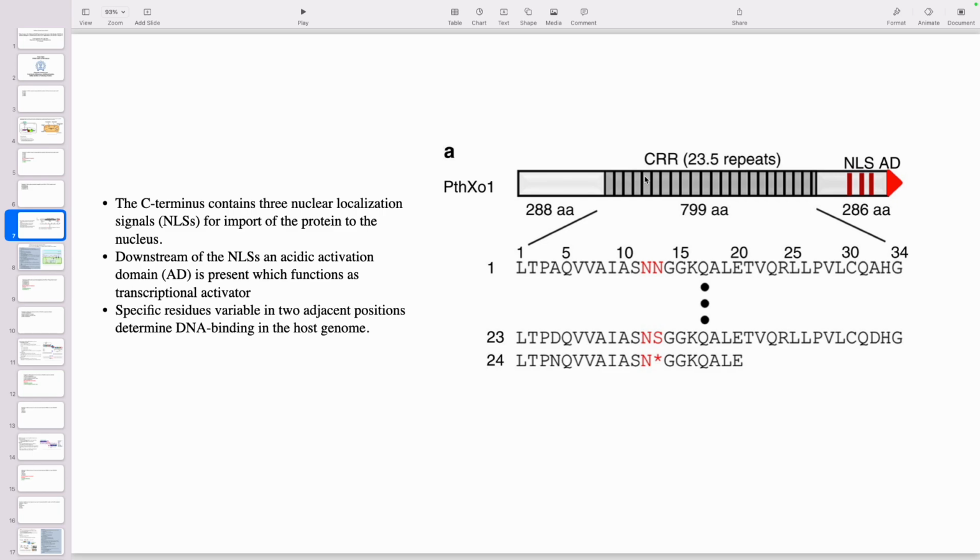So this region is made up of many repeats, and each repeat has around 30 to 35 amino acids, and there are two variable residues at the 12th and 13th positions, which determine the binding of this region to a specific base. So this is the DNA binding domain of the TAL protein.